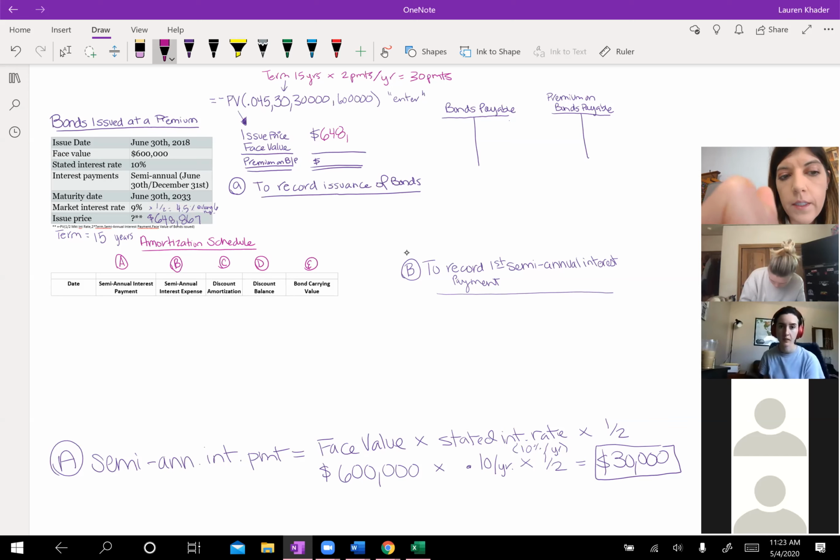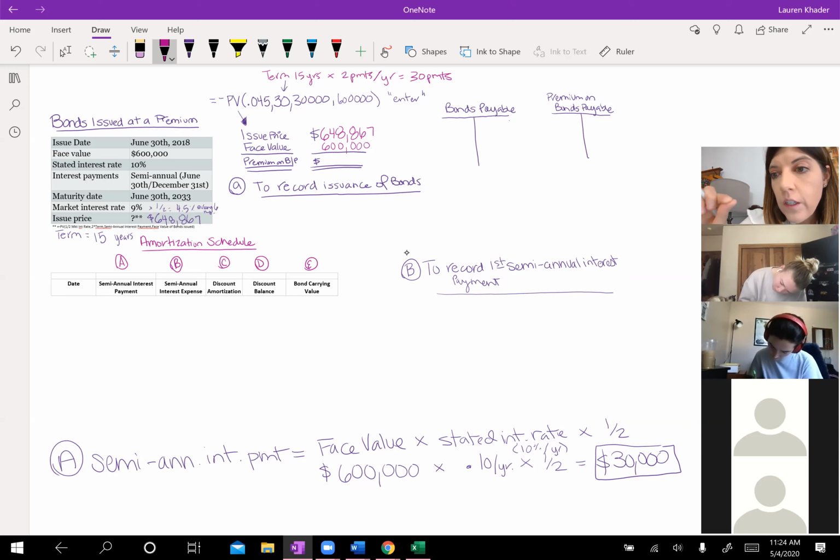So issue price is $648,867. Face value of the bonds, what we're going to pay back on those bonds, is $600,000. So the difference between these two amounts is our premium on bonds payable. How much above face value did they pay us?